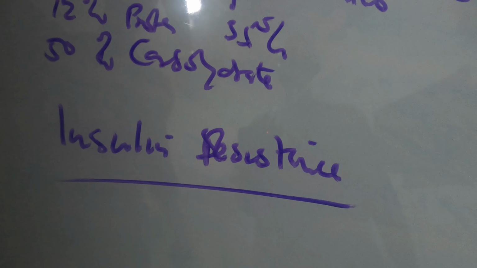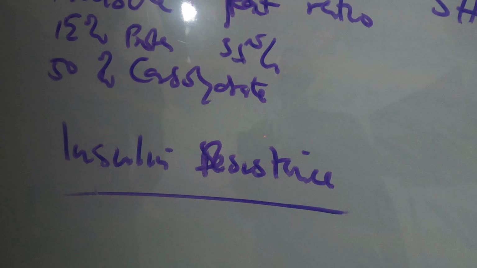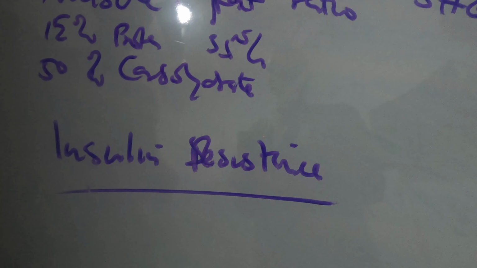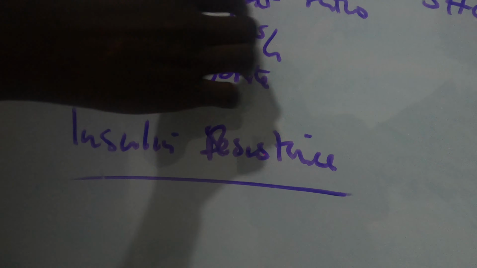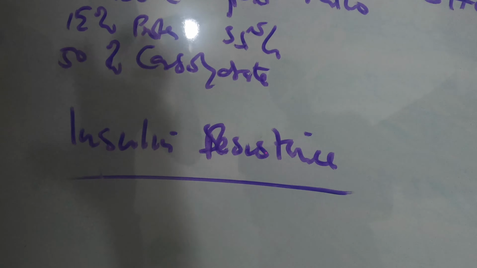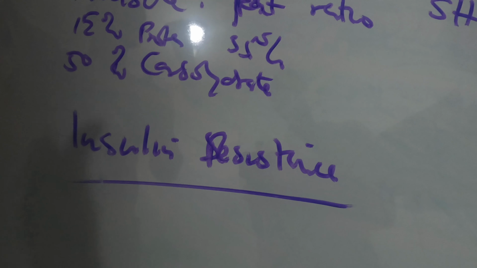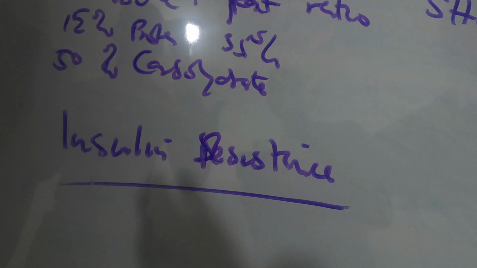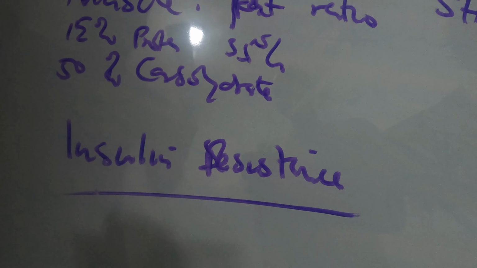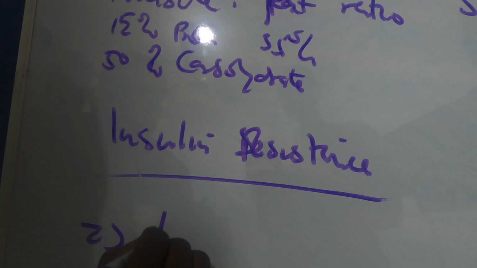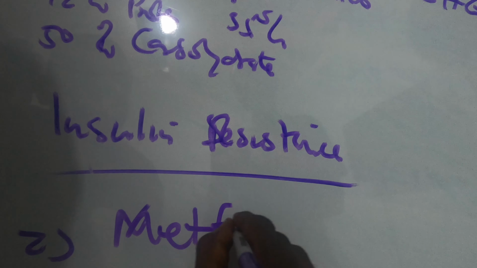Alright, so let's see how to manage insulin resistance. As I said earlier during the fat cell lecture, once you have a lot of these fat cells binding to your muscles or the skeletal muscles, it reduces your intake of glucose. And this is what we term as insulin resistance. Now there are certain drugs that can help you to treat or manage this insulin resistance. And one of the drugs that has been used over time is metformin.